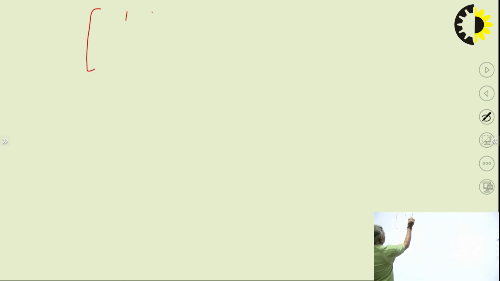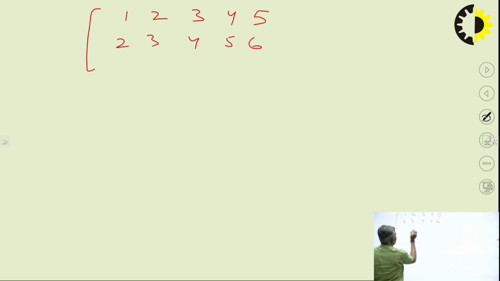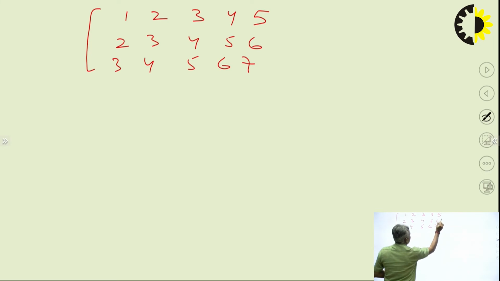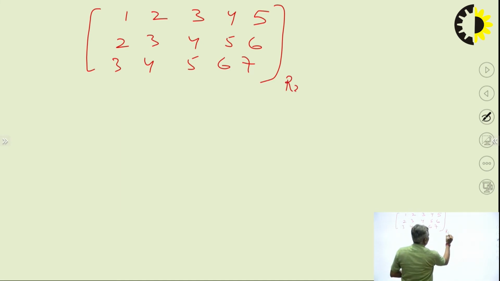Suppose I consider another example. I write a matrix here: 1 2 3 4 5, this is the first row. Second row 2 3 4 5 6, another 3 4 5 6 7. Now our aim is to reduce it into normal form. So how to calculate? First of all I apply R2 arrow R2 minus 2R1.